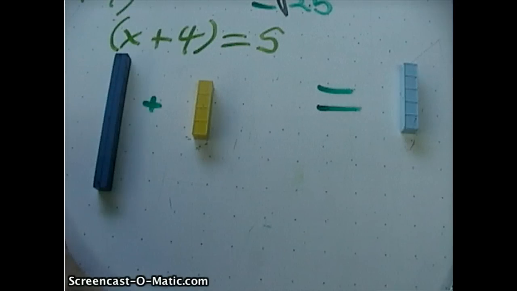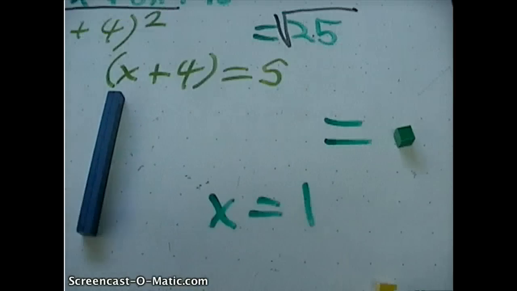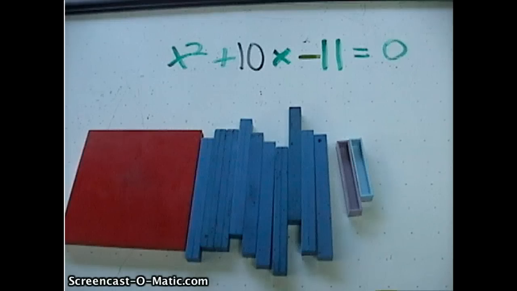Simple, right? Oh, there it is. And we can see x is 1. Okay, so the last one, we have x squared plus 10x minus 11.